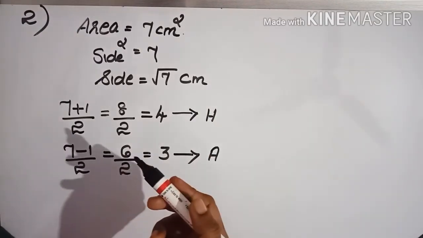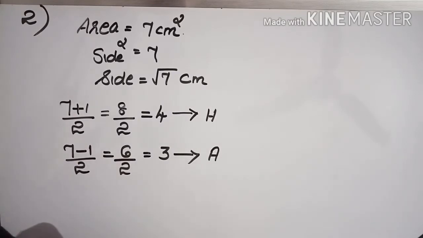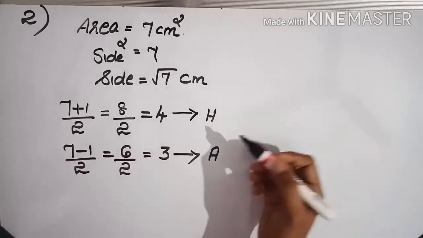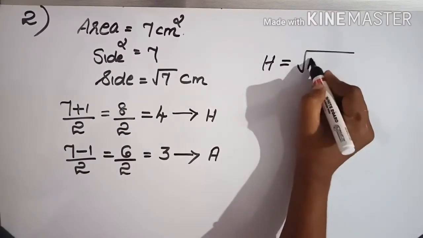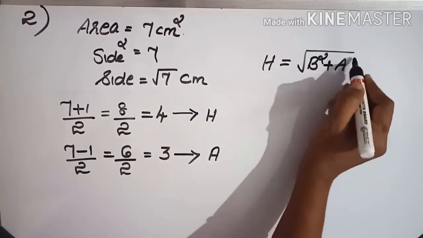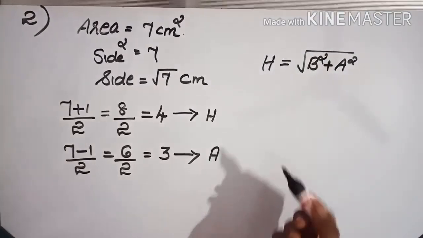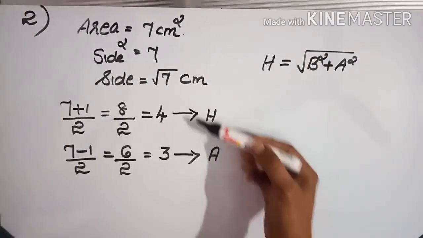I will show you. Pythagoras theorem is what? Pythagoras theorem: hypotenuse is equal to root of base square plus altitude square. This is basic. Now here we need what? We must get base as what?